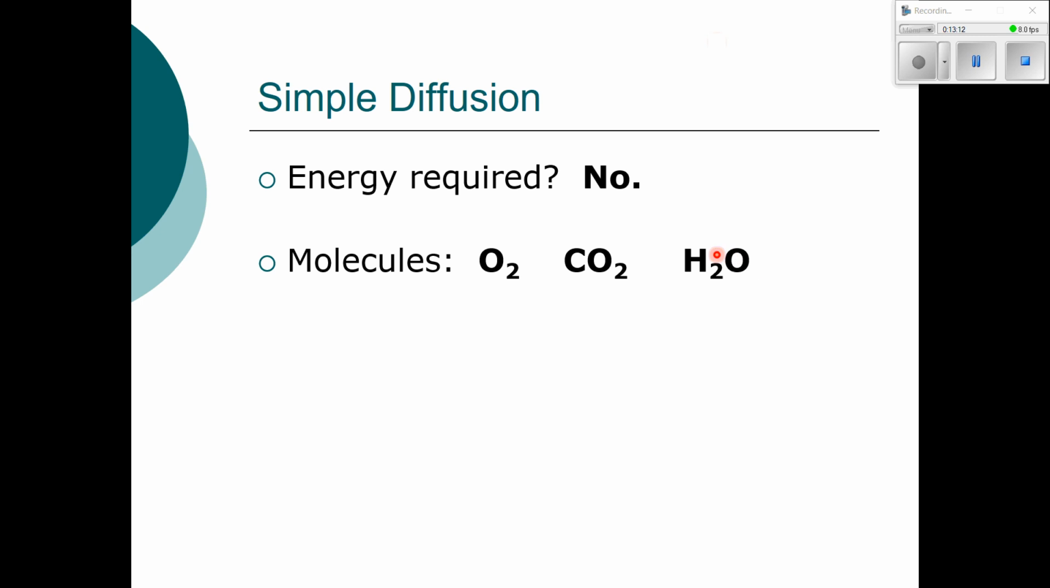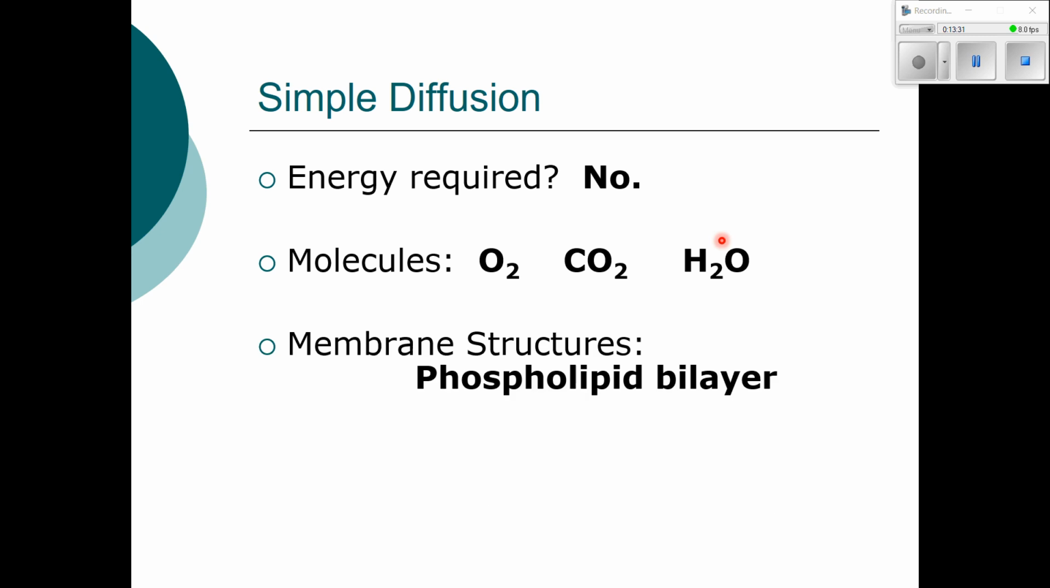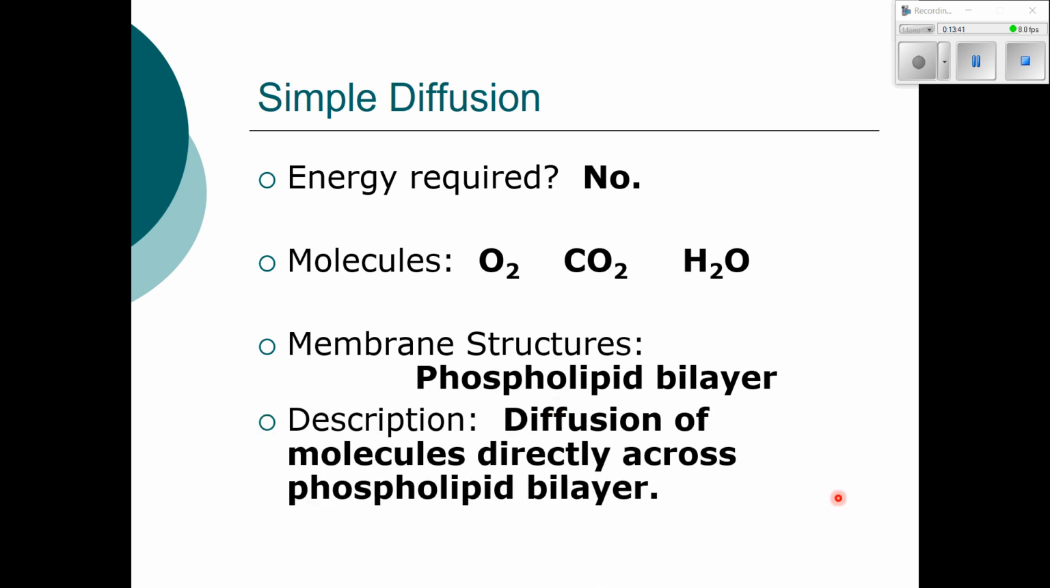Now, the one thing that's different about water, unlike these other two, water is a polar molecule, as you know. And it's tiny, but it is polar, and so it's going to have a little bit of a harder time getting across the phospholipid bilayer, but it still can pass. How do these molecules get into or out of the cell? By passing through the phospholipid bilayer, and then there is just a simple description of what we mean by simple diffusion.